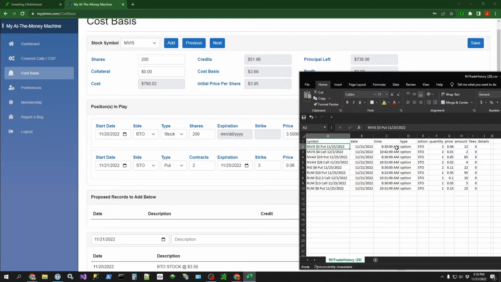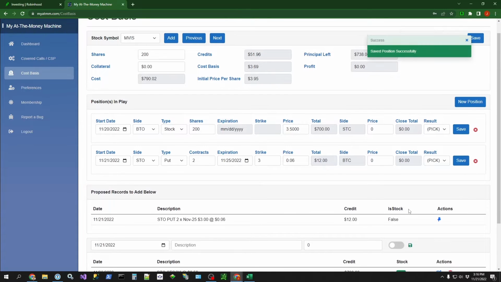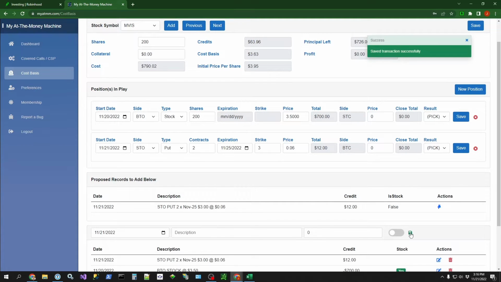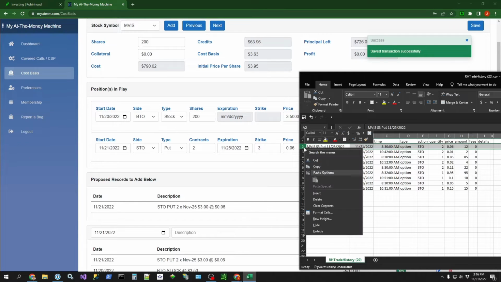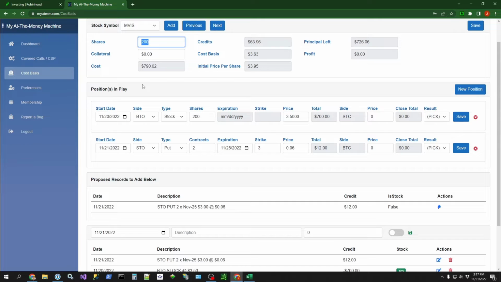All right, so this is a call, $3 call, $12. So we're good to go there. $3.69 is the current cost basis, and it dropped down to $3.63, so that's nice. Making a little progress. All right, so now, oh, this is the put contract, so we need to make sure to account for that. So 2 at 3 at $600.